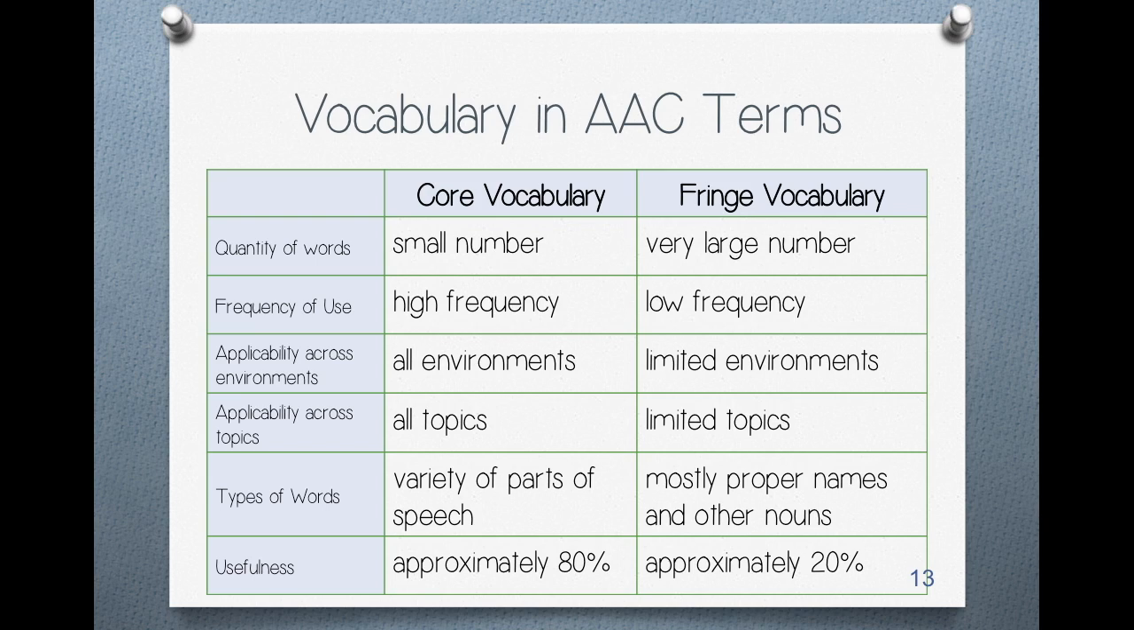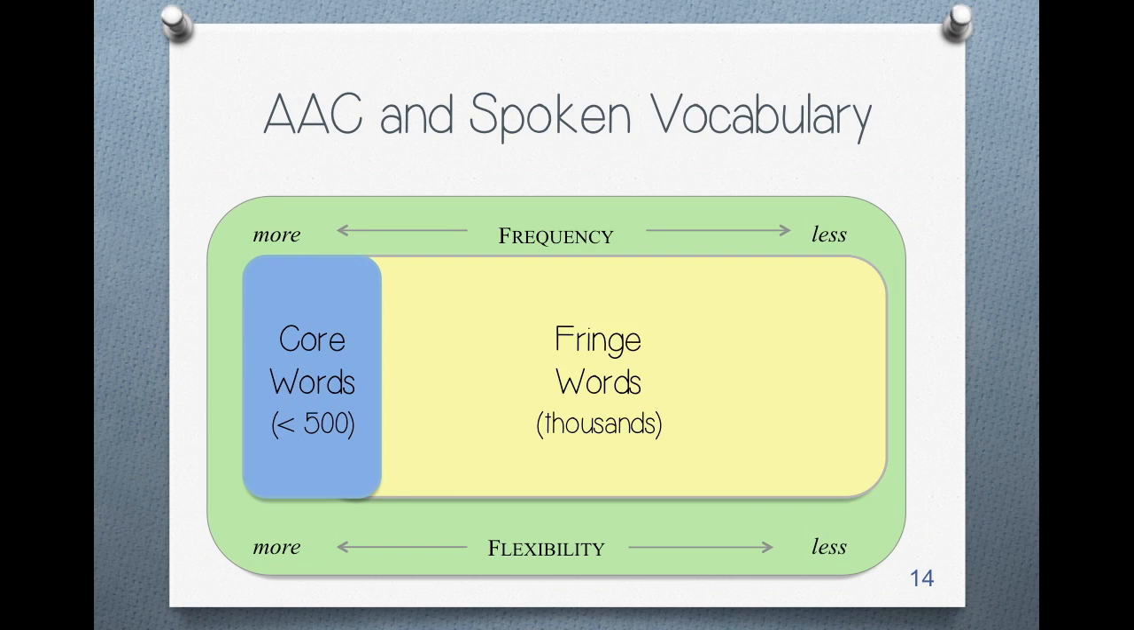Each word is really used in a more limited environment or topic, so they're not as, again, flexible as the core. They're more specific. And in our spoken language, we use fringe words for about 20% of our spoken language. So that is combined with our 80% of core, that's 100% right there. So here we've combined these 2 types of words. And what we see is that they can be represented along a continuum according to frequency and flexibility.